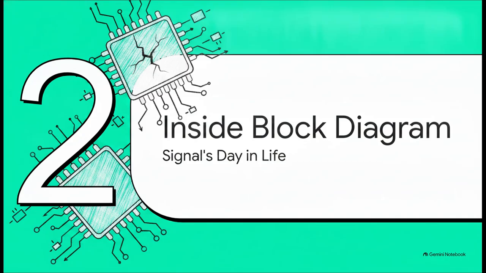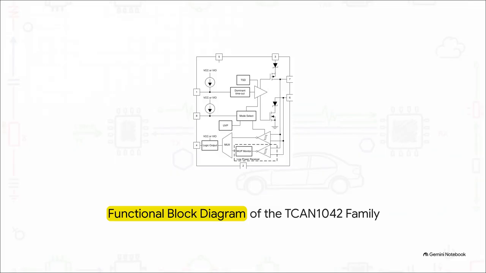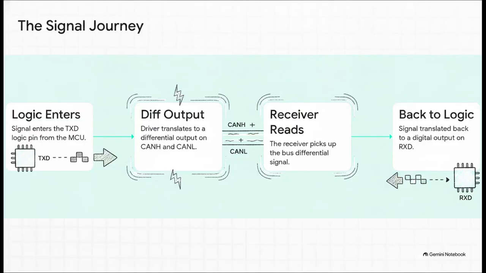Moving right along to part 2, inside the block diagram, or a day in the life of a signal. Let's actually trace the exact path a digital signal takes through the chip to explain its inner workings. You've got your critical pins to keep in mind here. You have the logic side interacting with your microcontroller, specifically the TXD or transmit data pin and the RXD or receive data pin. Then, facing the external bus side, you've got CAN H and CAN L. That's CAN high and CAN low. So here's how the working actually plays out in 4 simple steps.